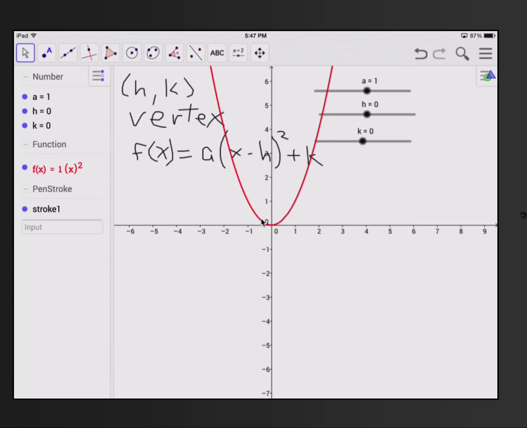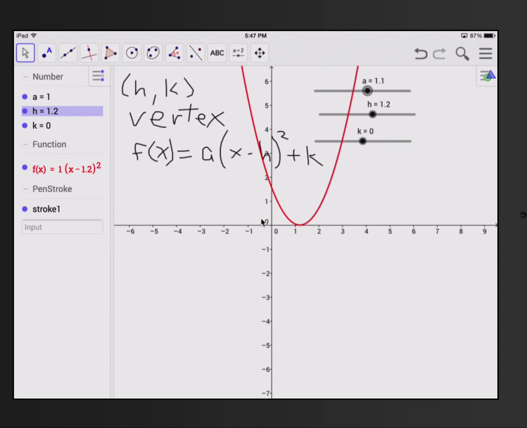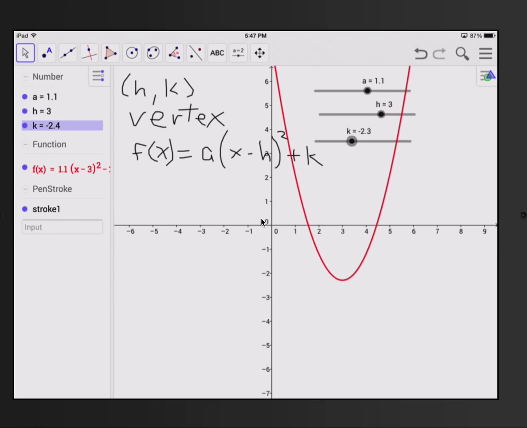Alright, if I want to move the vertex to another point, suppose I want to move the vertex to 3, -2. Alright, 3 is the change in the h value, so I'm moving that to 3. Alright, and k is the change in the y of the vertex, so I'm moving that down to -2. Alright, we're guaranteed that we have a parabola with a vertex at 3, -2.